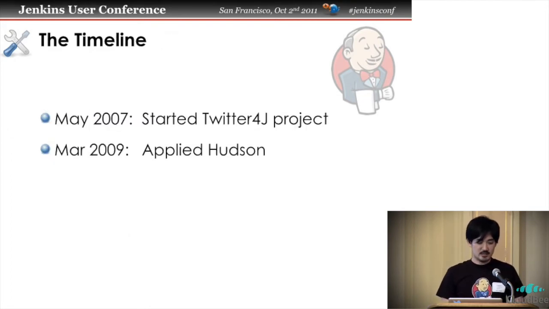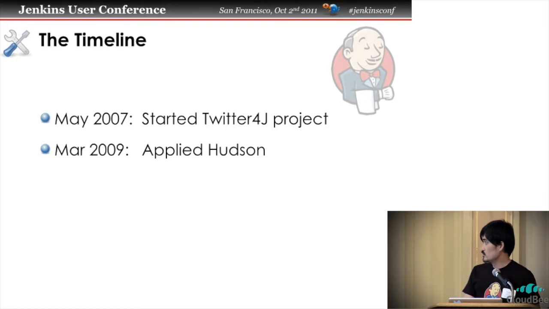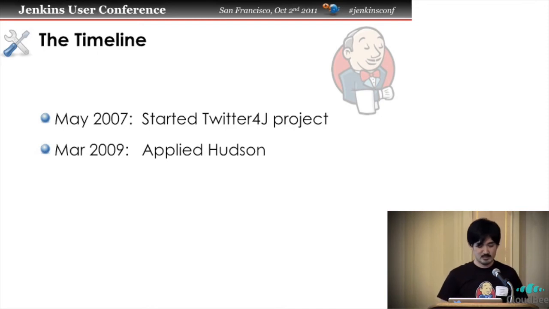And here's a timeline. I started working on Twitter4J in 2007. That's really early. And 2 years later, I found that running all test cases on my machine is really painful, and started using Hudson. And later, now I'm using Jenkins, of course. And as I mentioned, if you are using Jenkins, there should be no regression.